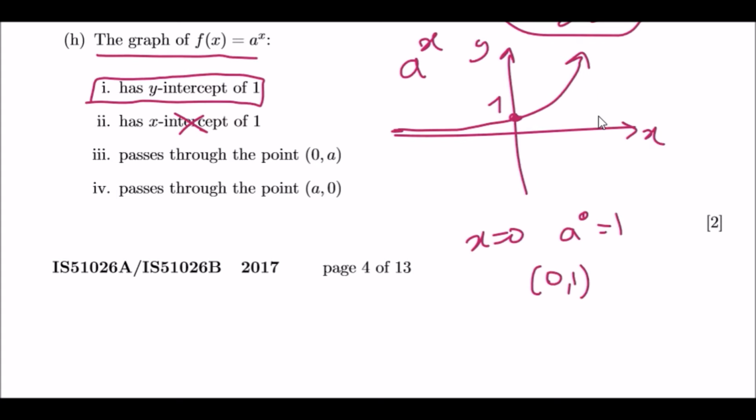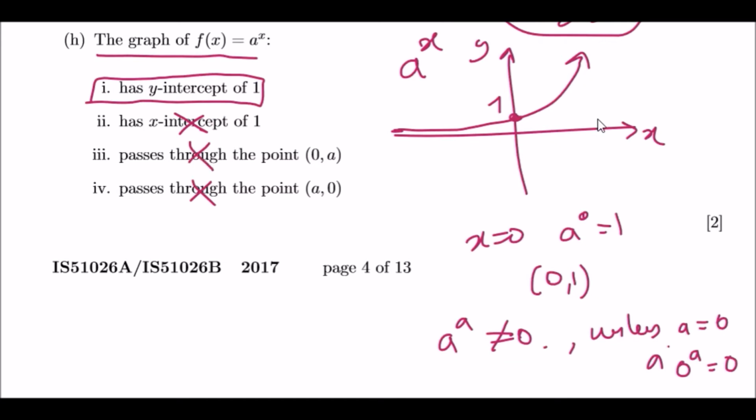Passes through point (a, 0). Let's have a look. When you have a to the power a, that definitely does not equal 0, guys. Yep, and that's it, unless a was 0. But then even so, 0 to the power a is still 0. Nope, so the answer is definitely false. So this is false and this is also false.